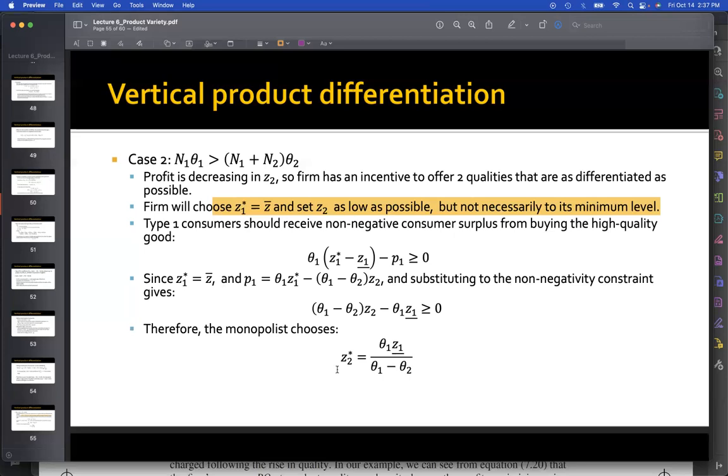And the monopolist chooses Z2 to be this one. This gives you whatever the Z2 is needed in order to fulfill the non-negativity constraint for both of them, for Z1, for group 1 and group 2. Therefore, the monopolist chooses this one coming from here. You can just rearrange it to get this one.